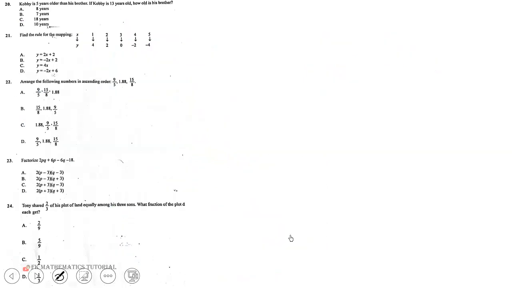So we have number 20. Kobe is 5 years older than his brother. If Kobe is 13 years old, how old is his brother? So if Kobe is 13 years old, then his brother will be 13 minus 5, which will give you 8. So 8 years, option A.